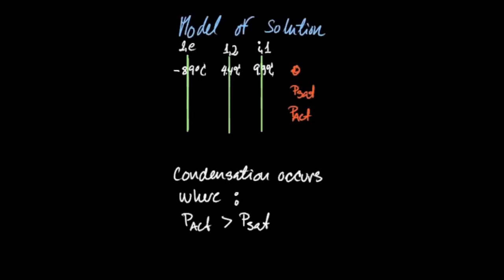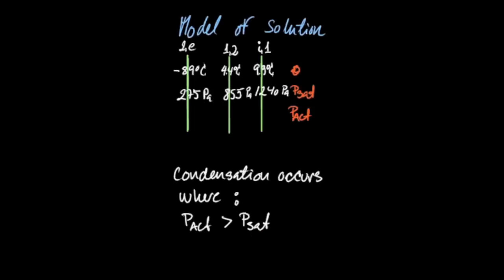This is what we call a model of solution, and I have figured out what is the temperature in the intermediate layers. In layer I,1 it is 9.9, in layer 1,2 it is 4.4, and in the last layer 2,E it is minus 8.9. So when we're done, I will fill in for P saturated, which I look up in a table, and for P actual, which has to be calculated. And condensation occurs where P actual is bigger than P sat.